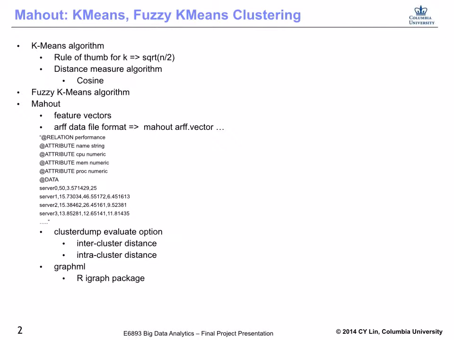The feature vectors were formulated with the ARFF vector algorithm within Mahout, which uses, it's really a CSV format with prepended data instructions, and the examples there shown on the screen. The clusterdump evaluate option was used to compute the intercluster distances, the intracluster distances, and also giving us a GraphML output of the cluster, so we could use the igraph package within R to generate some charts.